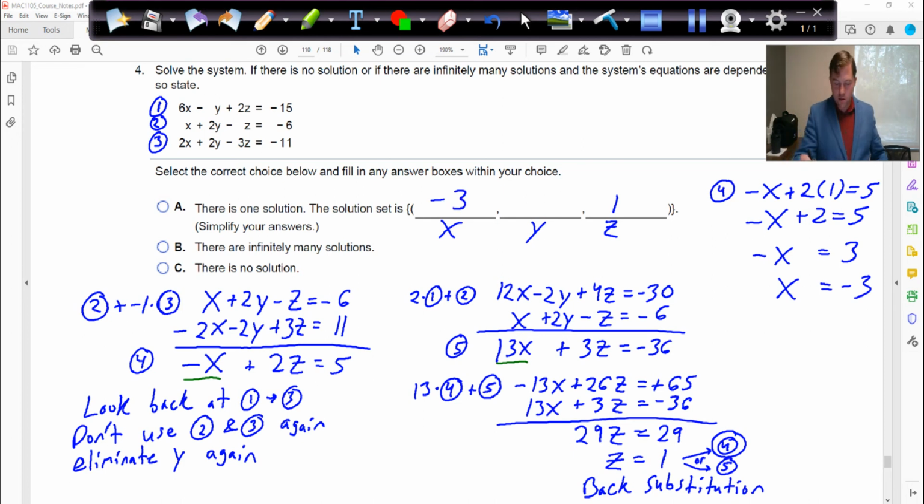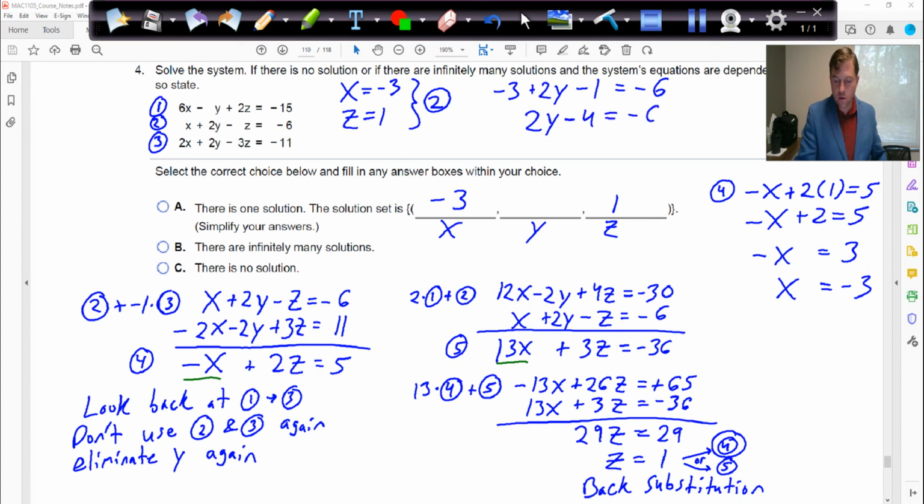Now we're going to plug x equal minus 3 and z equal to 1 into any of the first three equations. So either 1, 2, or 3. I'm going to pick 2 again because it looks pretty simple. So x, which is minus 3, plus 2y, we don't know what y is, minus z, z is 1, equals minus 6. So this would be 2y minus 4. And then we'll add 4 to both sides. 2y is minus 2. Therefore, y is minus 1.